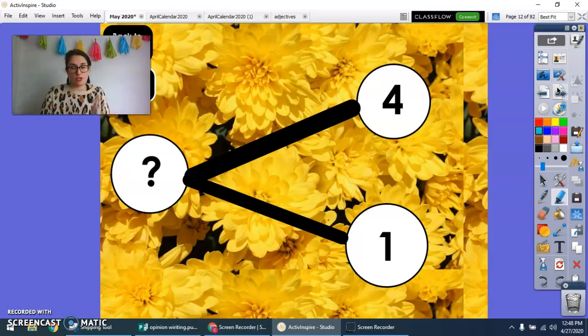Here's my number bond question, and I have my 2 parts, 4 and 1. What does that make it? 4 and 1 is 5. Oh, you couldn't see my fingers. It's 5. 4 and 1 is 5. So I'm going to put my 5 right here. 5. All right.